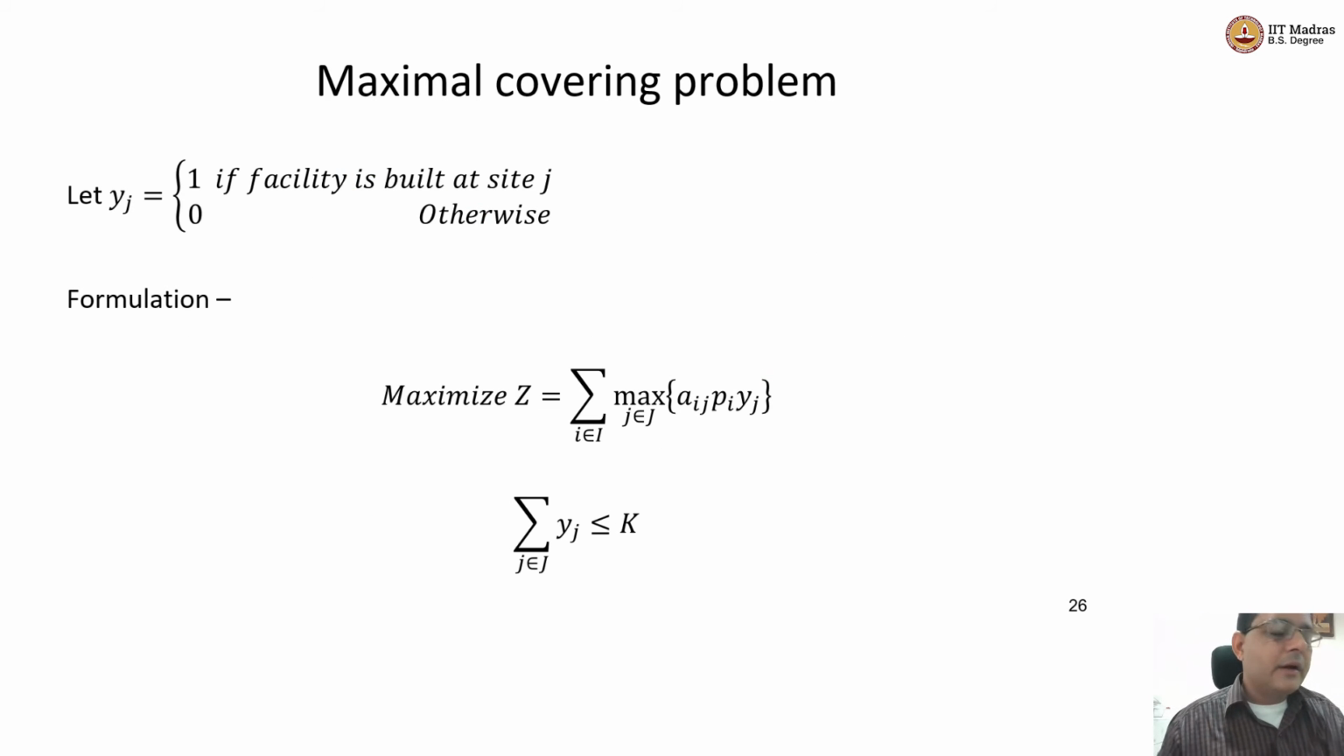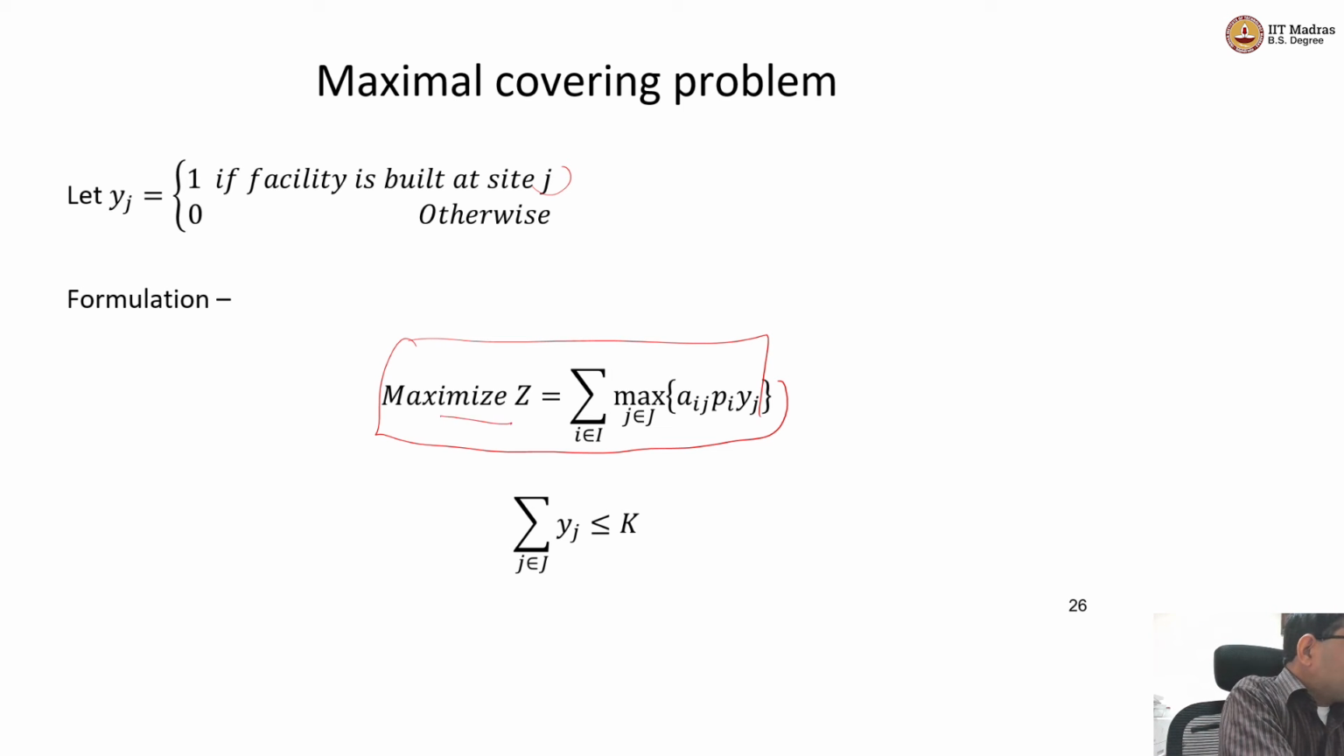So what will be the formulation? Yj remains Yj, our earlier decision variable. Yj is 1 if we decide to build a facility at j, and therefore our formulation changes, right? What do we want to maximize? We want to maximize the population that is reached, right? And Aij indicates the feasibility, right? Aij indicates the feasibility. And this is maximized over j, right? This is maximized over j.